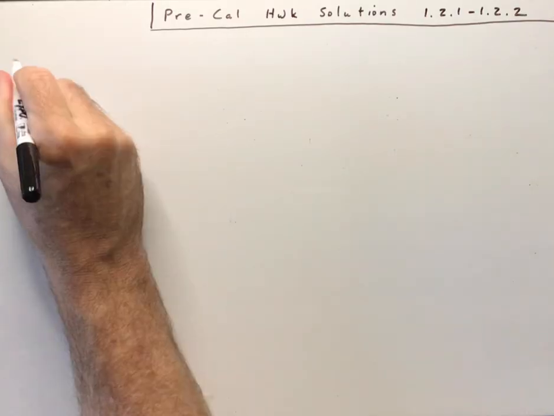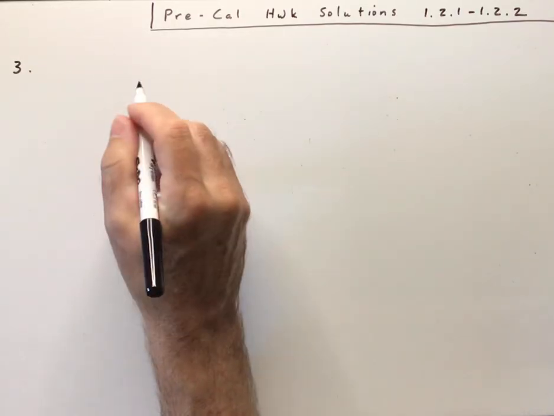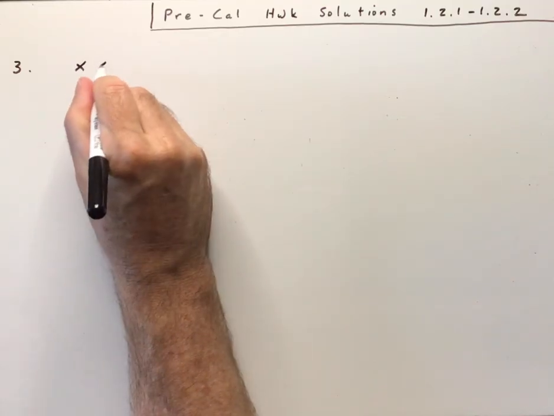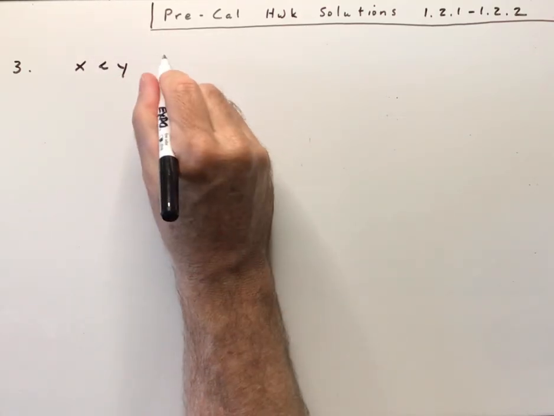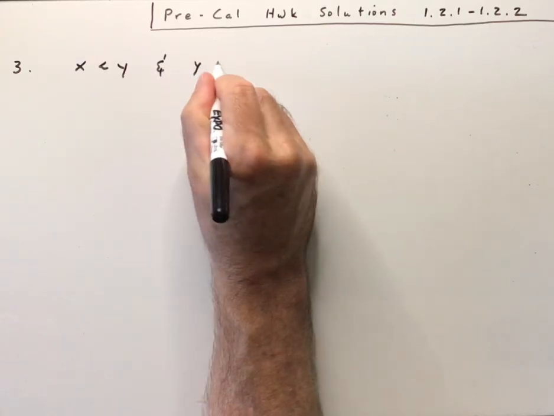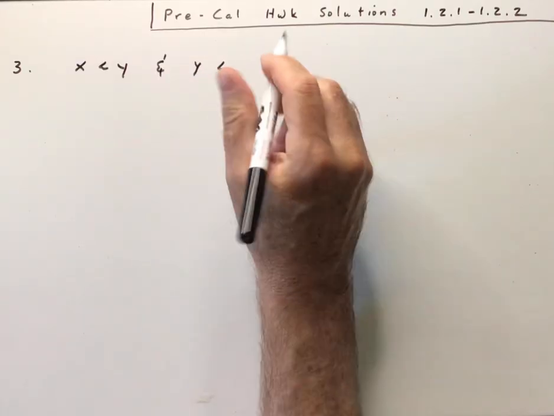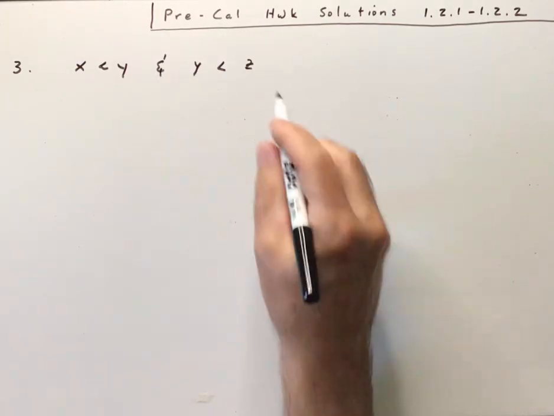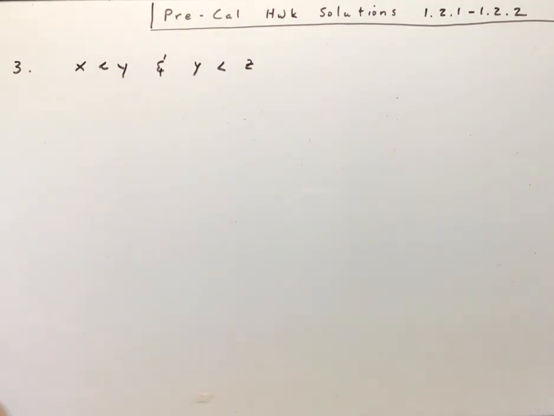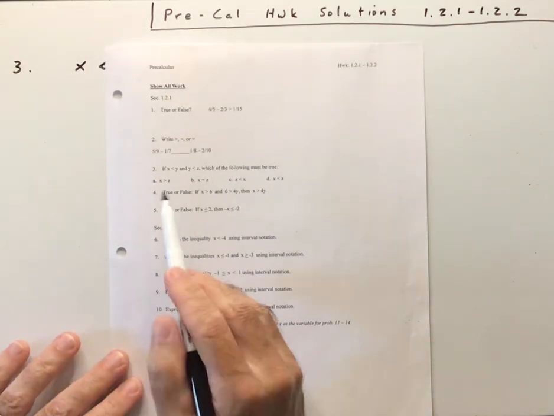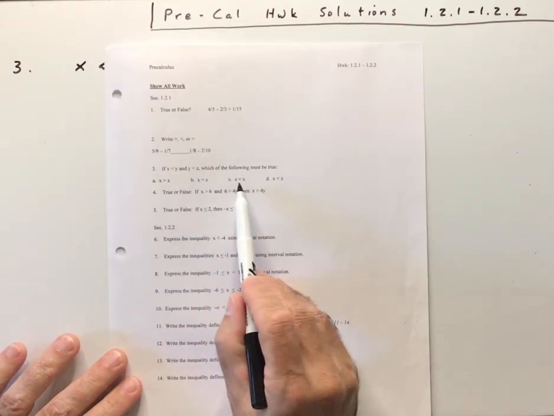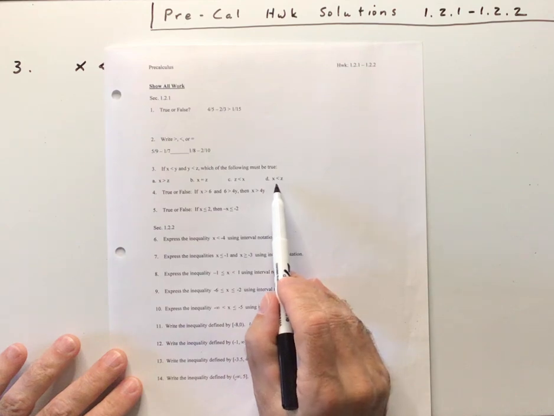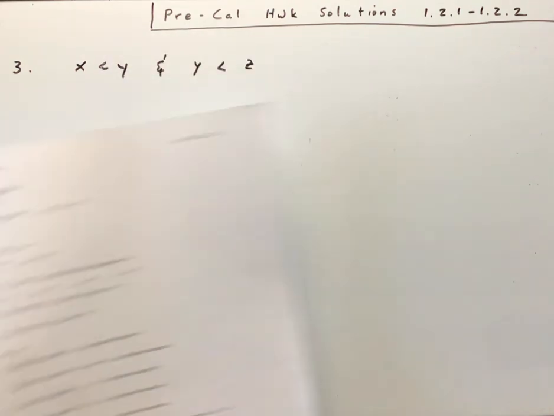All right. Let's take a look at number 3. So number 3 says x is less than y and y is less than z. Which of the following must be true? So let me put this into view. A is x is greater than z, B is x is equal to z, C is z is less than x, and D would be x is less than z.